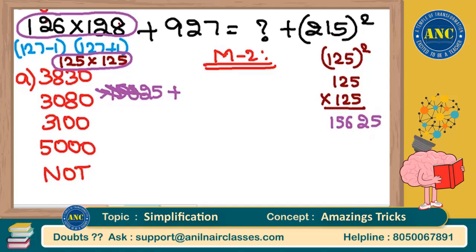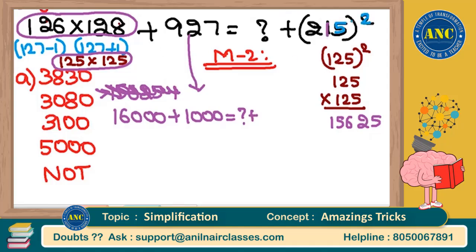Assume it as 16,000 itself. Why take 15? Assume it as 16,000 itself for your satisfaction. Plus 927. Assume another 1000 for example. Just assume it, sir. Another 1000. Question mark plus 215 whole square. Same logic. 5 square is 25. 21 into 22 is 462. So it is 46225.